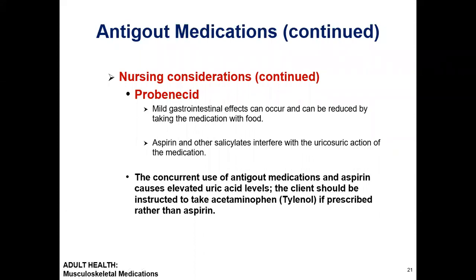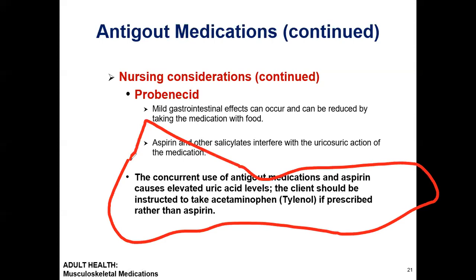Aspirin or other salicylates interfere with the uricosuric action of the medication. What do we need to know for the NCLEX board? The concurrent use of anti-gout medication and aspirin can cause an elevated uric acid level. So if the NCLEX board asks, we have to answer this. Aspirin and probenecid increase the uric acid level.